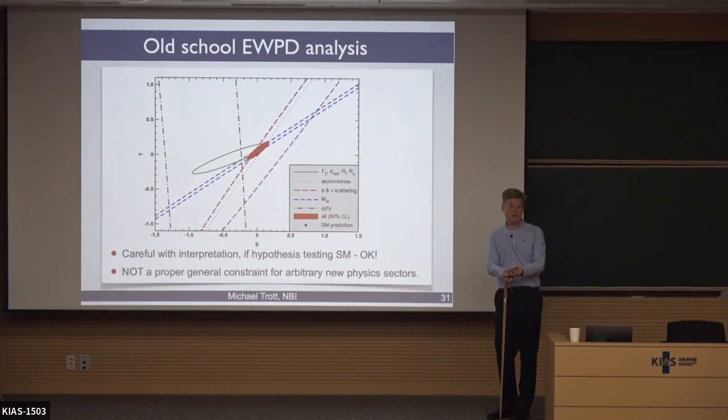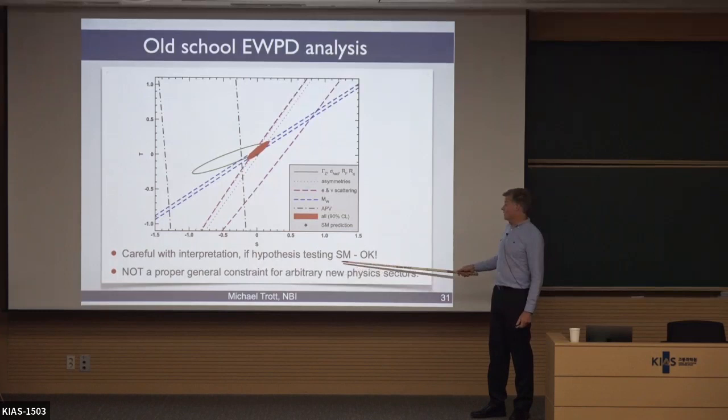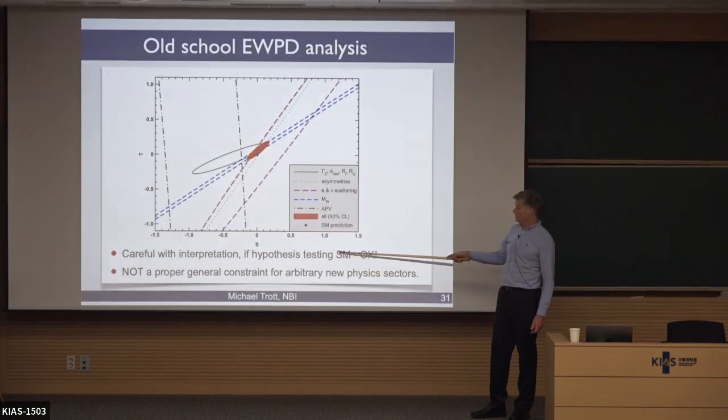But it's not a complete effective field theory analysis. It's just two parameters that you put in, not the full set. Okay, but as you're hypothesis testing the standard model, you can just do this sort of thing. That's okay. But you should not overinterpret this as a general result. The general result is actually quite less constrained.